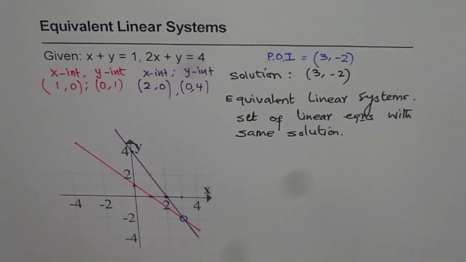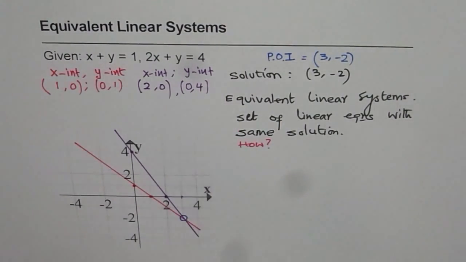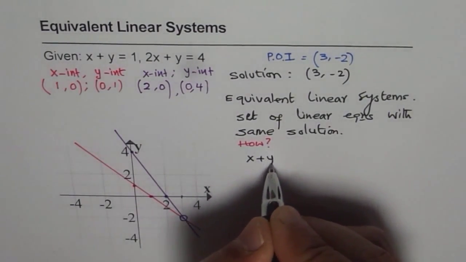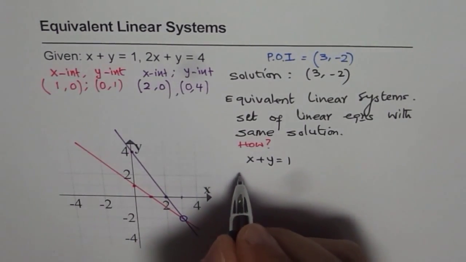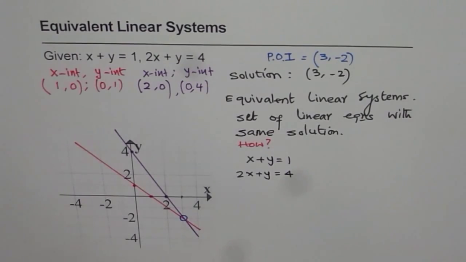So we have to find a set of linear equations different from what we are given here, which will have the same solution. How to find it? That's a big question, and this is what we are going to answer in this video. What we have here is one equation, x plus y equals 1, and the other one is 2x plus y equals 4.